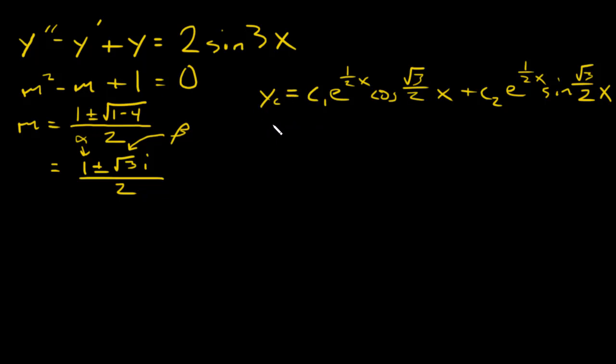So now we are going to work on solving y sub p. So we're going to make a guess. y sub p is equal to, well, this one is a little bit strange the first time that you see it. My guess is not going to be sine or cosine. It's going to be both.